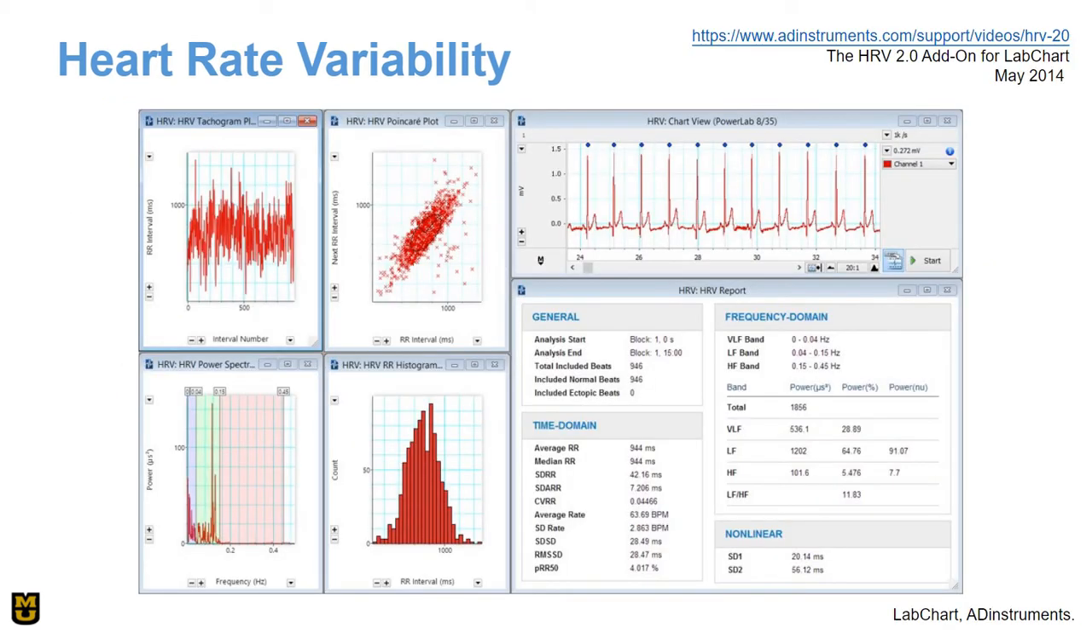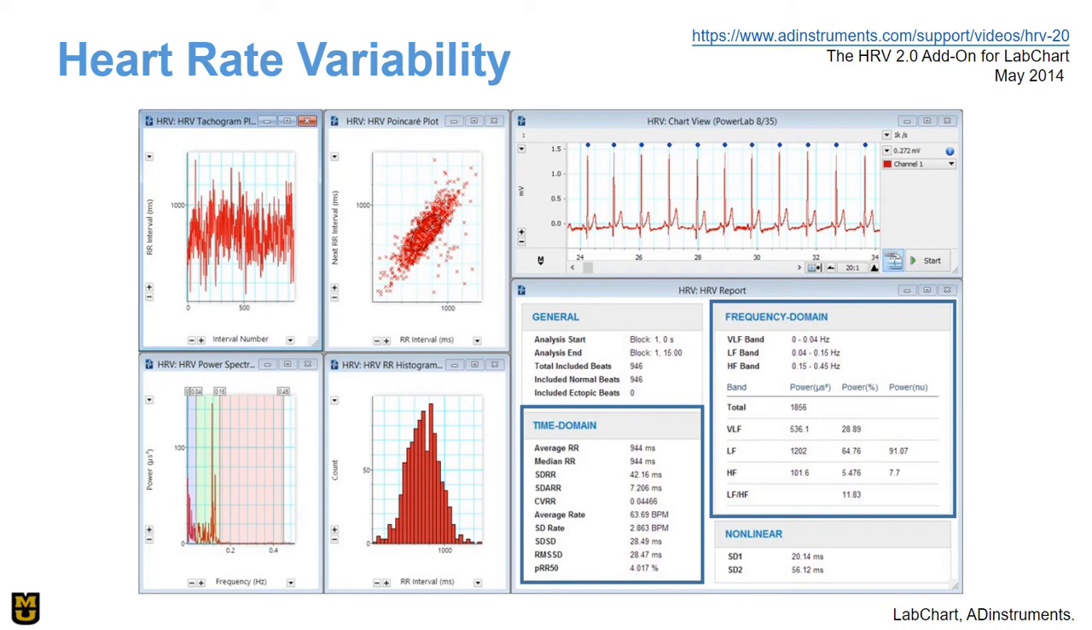So this is that push button approach that I told you about that's available with LabChart. And I have a video up here on top as to how to actually use the macro. But I'm going to focus on the data that you're going to get once you're done. And I'm going to focus on the time domain results and the frequency domain results.